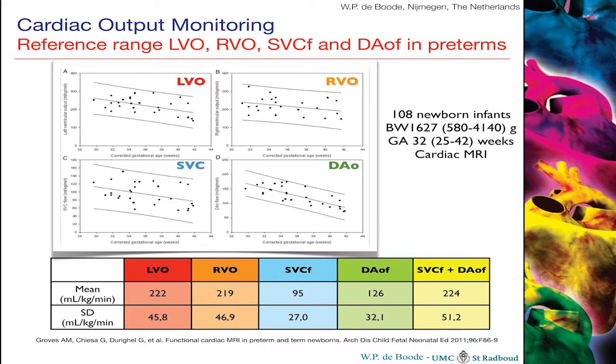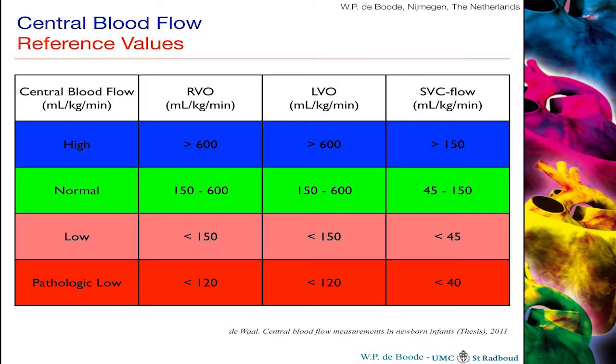These are the normal values, but when do we have to intervene? That's always very difficult. These are the normal values that have been published by Alan Groves and his group, measuring cardiac output using cardiac MRI in relatively stable preterm and term infants. And Kurt Lewal has suggested a classification in reference values, that central blood flow is normal between 150 and 600 ml per kilo per minute for the right and the left ventricular output.